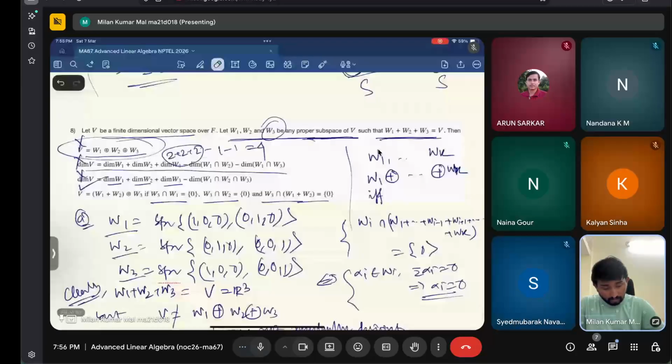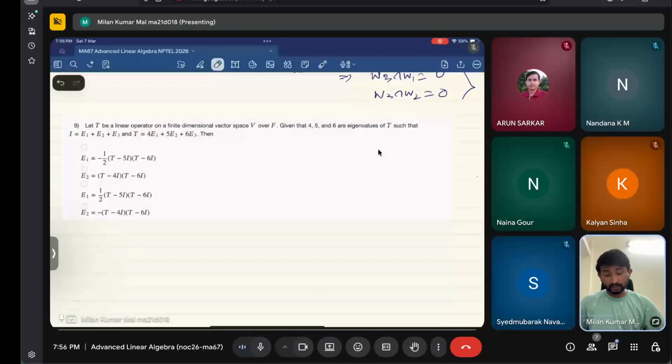So what it says: let T be a linear operator on a finite dimensional vector space V over the field F. Given that 4, 5, 6 are the eigenvalues of operator T, such that I equals E1 plus E2 plus E3 and T equals 4E1 plus 5E2 plus 6E3. But here it is missing many facts, I think. E1, E2, E3 are the projections for which this happens.